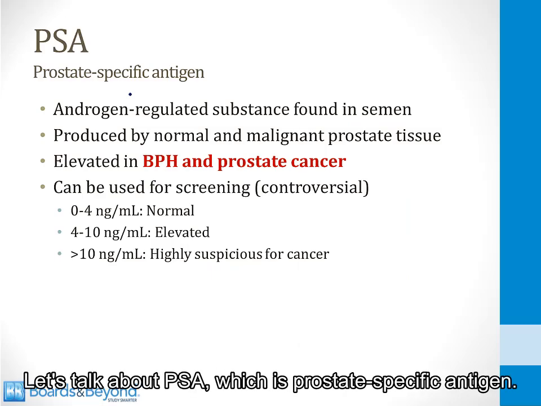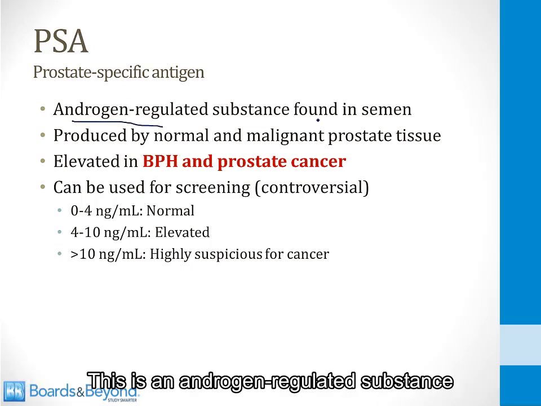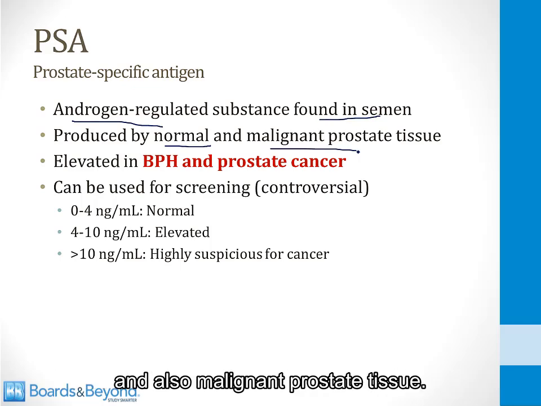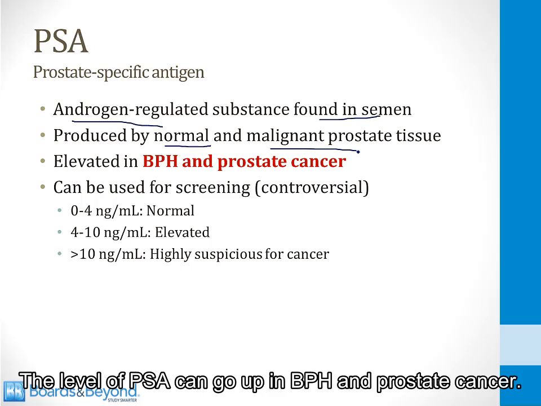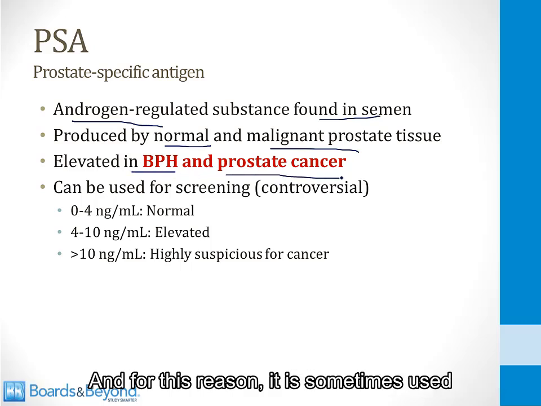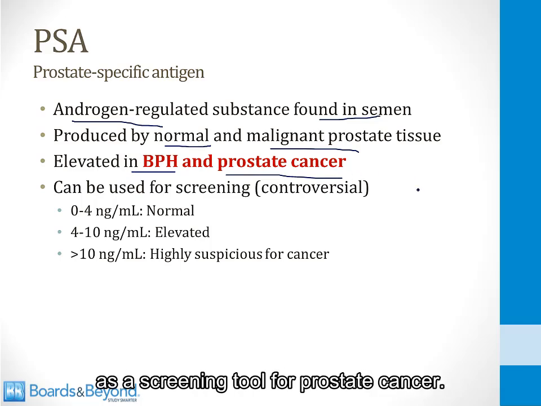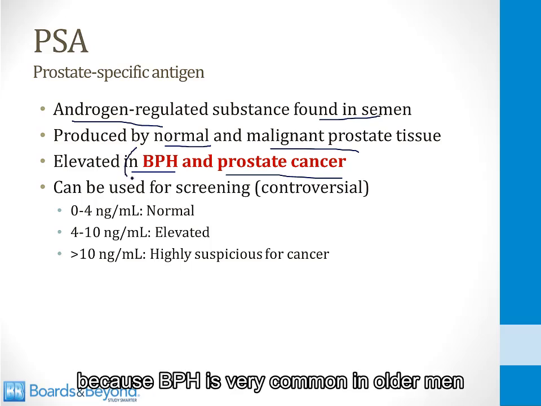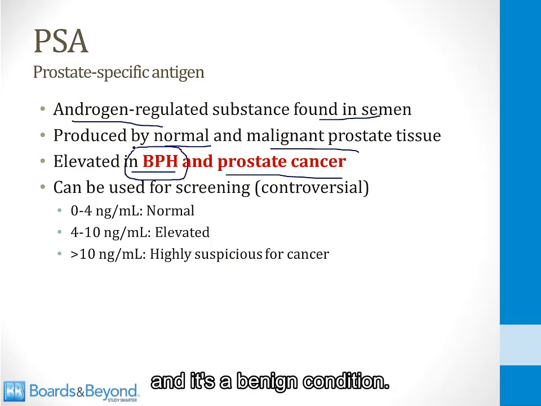Let's talk about PSA, which is prostate-specific antigen. This is an androgen-regulated substance that's found in semen, and it's produced by normal and also malignant prostate tissue. The level of PSA can go up in BPH and prostate cancer, and for this reason, it is sometimes used as a screening tool for prostate cancer, but you can imagine how complicated this is because BPH is very common in older men, and it's a benign condition.